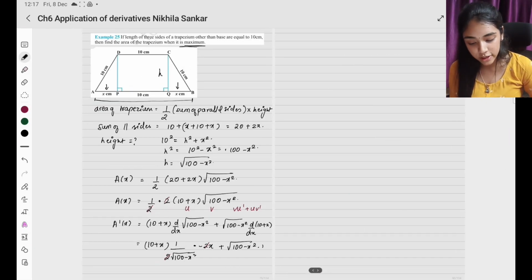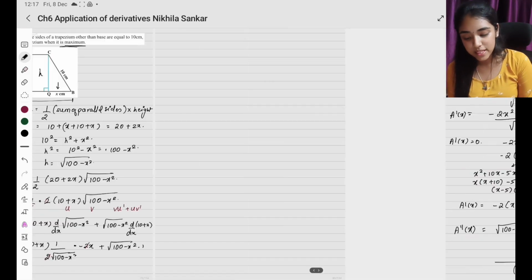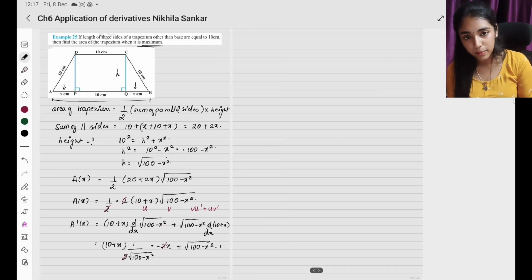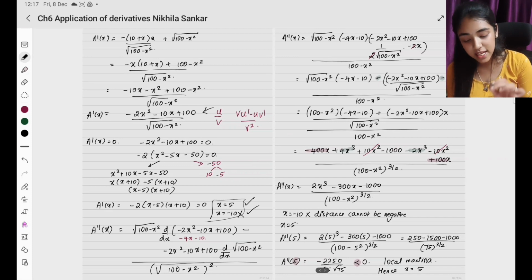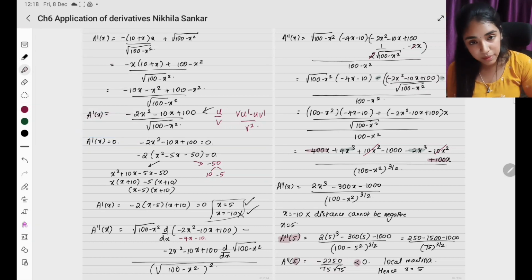So this is my first page. Please take a screenshot. And this is my second page. Understood? So basically what have I done? I applied the area formula and took the first derivative test. Then I found the critical points. From the critical point, again the second derivative test. In the second derivative test, I am again applying my critical point.